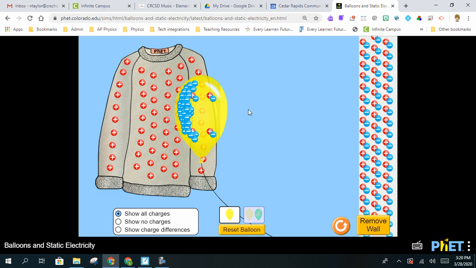I want you to notice a couple of things. First is, what moved? Did the protons move? Absolutely not. They did not move. Well, why not? The protons are deep within the nucleus of an atom. They are stable and stationary for most atoms.